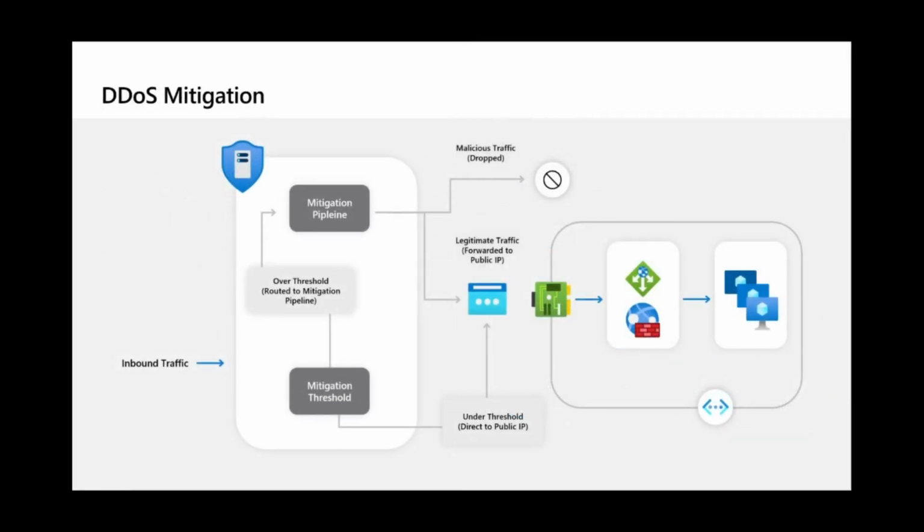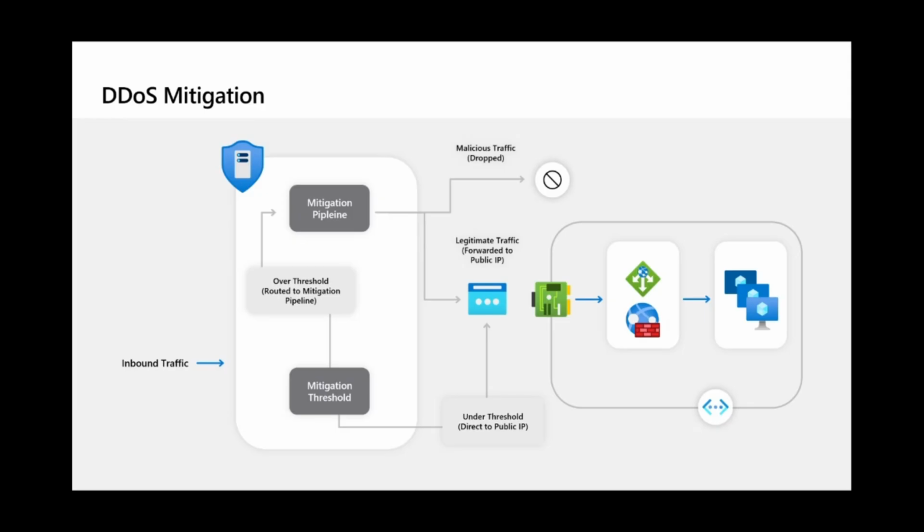And this is how it looks when you have a DDoS mitigation. As you can see, the inbound traffic starts here from the left. In the normal situation where the mitigation threshold is not exceeded, as you can see in the example on the lower part, the traffic is just normally forwarded to your public IP address, and then it goes to your workloads and your environment.